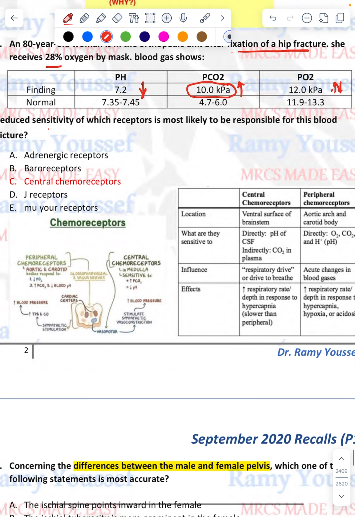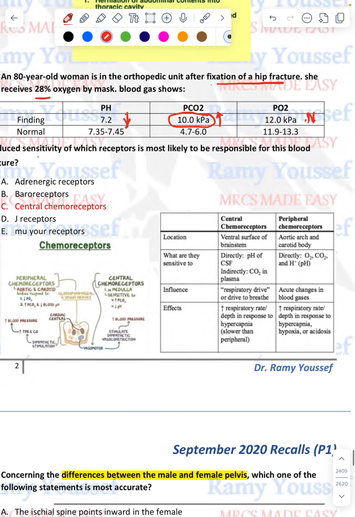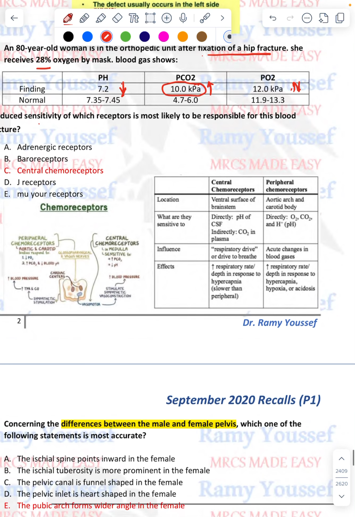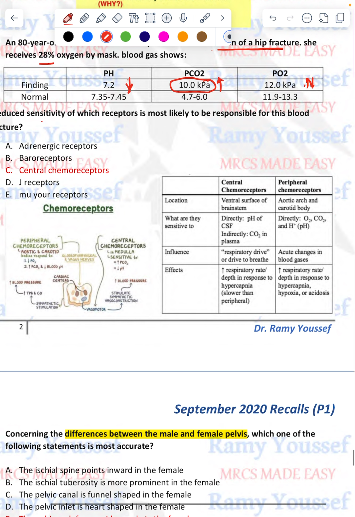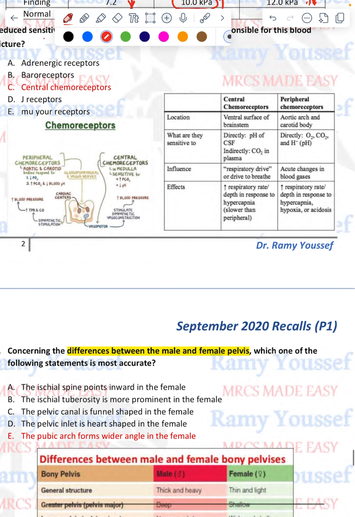So this is the concern: difference between male and female pelvis. Which one of the following statements is most accurate? The ischial spine points inward in female. This is not true. This has to be widened. Ischial tuberosity is more prominent in female. Again, it is not. Pelvic canal is funnel shaped in female. Pelvic inlet is heart shaped in female. It is wide. It has to be wide. Pubic arch forms a wide triangle.